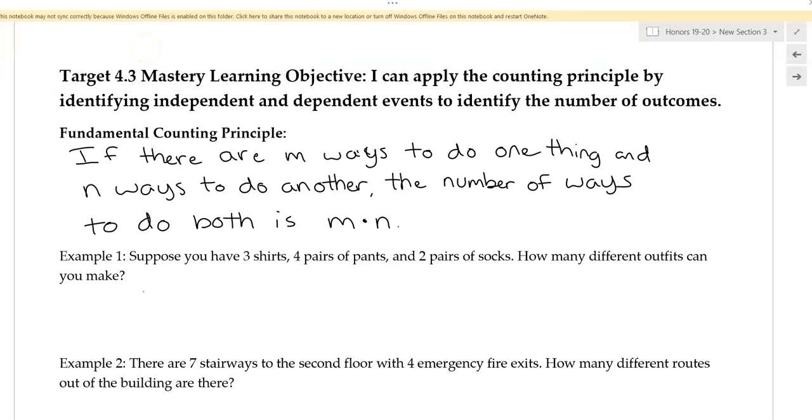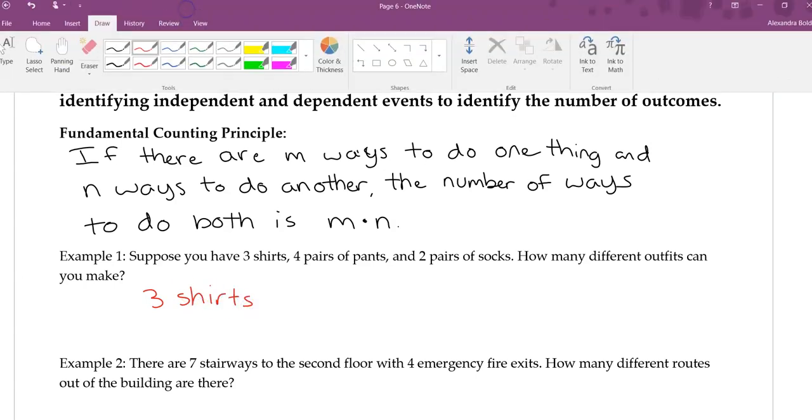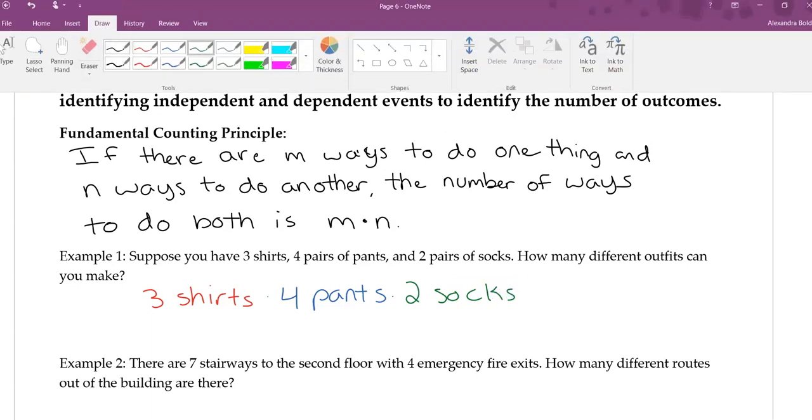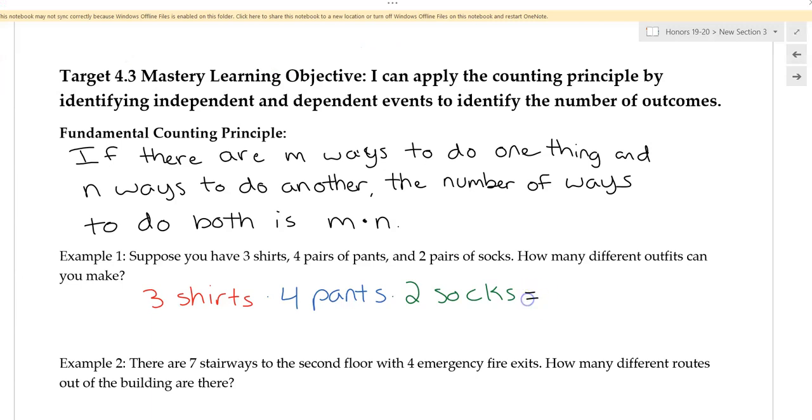So I have 3 shirts times 4 pants times 2 socks. Okay, so 3 times 4 times 2. Well, 3 times 4 is 12, times 2 is 24. So that's 24 outfits. Okay, so nice and simple.